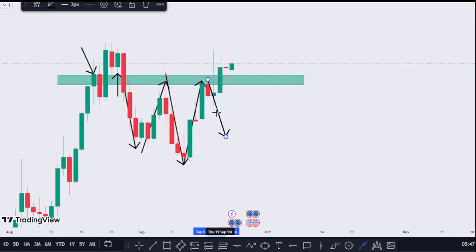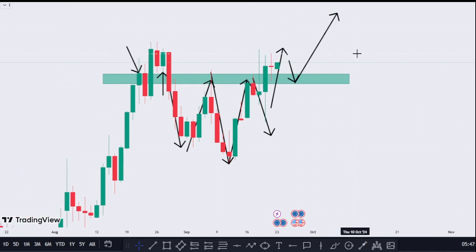Then finally the price action broke it out last week. Then gave us a retracement last week as well on Friday. Then what we're expecting now is price action to continue the impulsive movement.